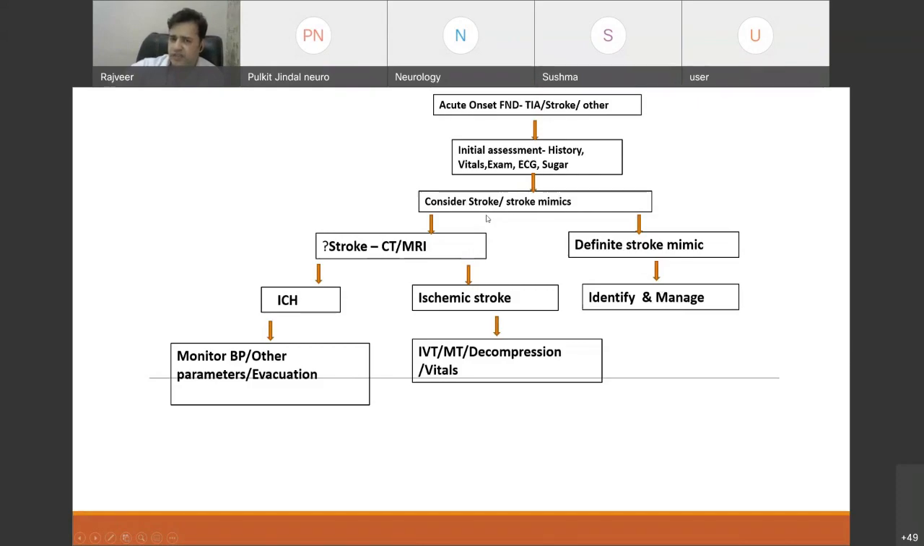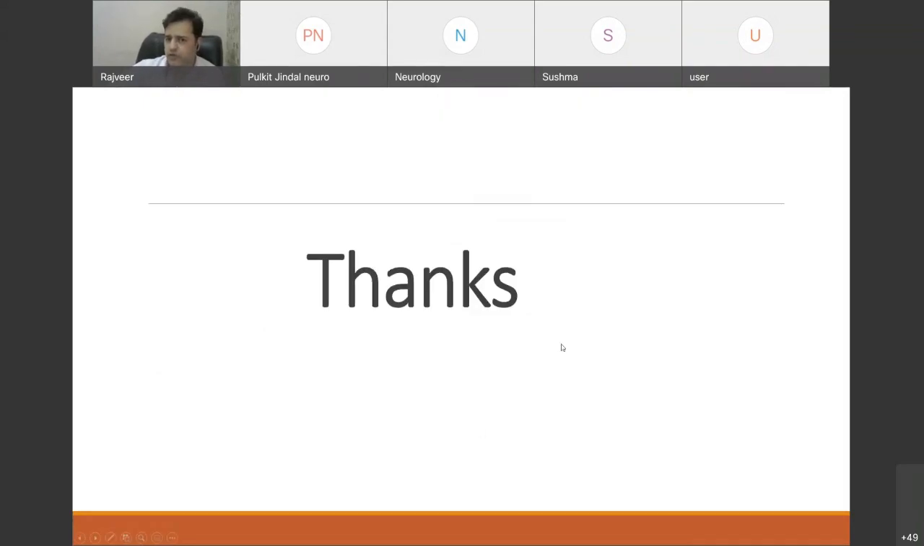And if you're still suspecting that it is stroke, then you do an urgent CT scan or MRI, whichever is available, preferably CT scan. And if you find SAH, monitor BP and other parameters, and evacuation if indicated. And if you find an ischemic stroke, you can go for mechanical thrombectomy, thrombolysis, decompression, depending on the patient, and monitor vitals. So this is all about the stroke overview.